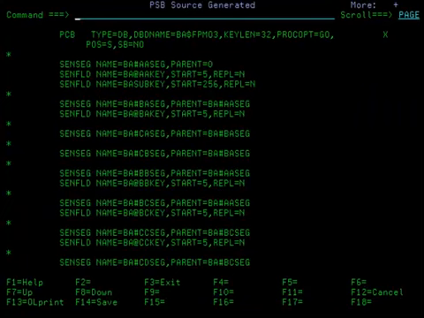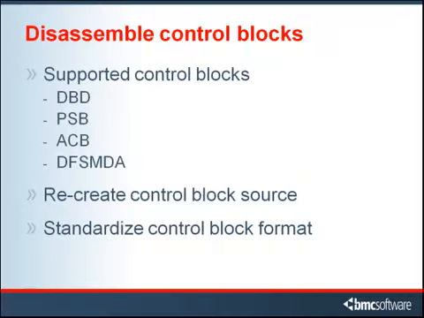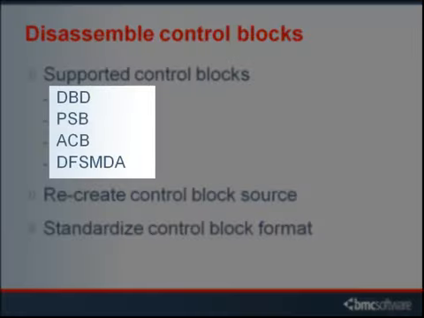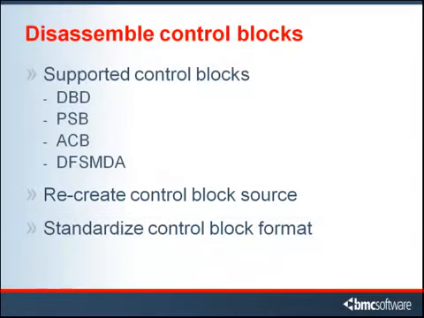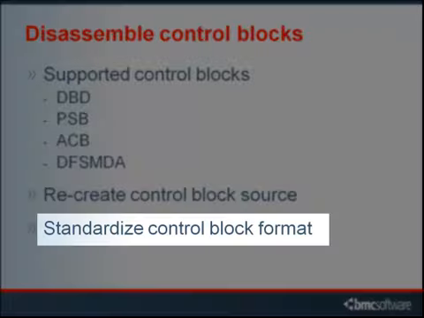Here are the generated statements. You can edit them and use them as input to a PSBGEN. With Database Integrity Plus, you can disassemble a DBD, a PSB, an ACB, or a dynamic allocation member. Disassembling control blocks is useful when you need to recreate control block source, for example, when the source code has been lost. You can save and edit the output of the disassembly process and use the statements as input to a PSBGEN or DBDGEN. This function is also helpful when you need to standardize control block format.